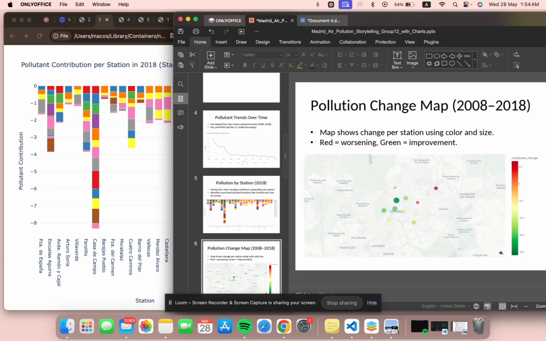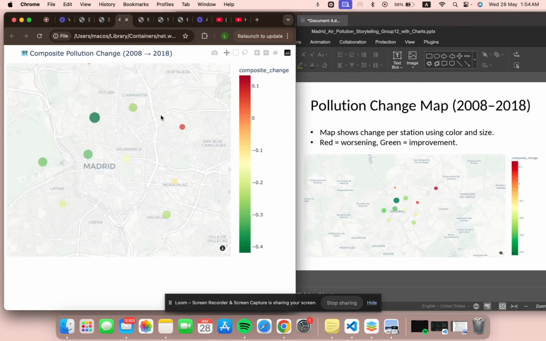Moving further, to evaluate how pollution changed across locations, we created a spatial map comparing 2008 to 2018. And here, each station shows a marker. Green is for improvement and red is for worsening, and the marker size represents the magnitude of change. This gives an intuitive geographic overview that some city center stations showed marked improvement, while other peripheral stations have worsened.